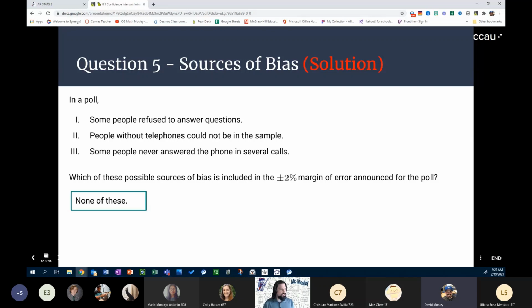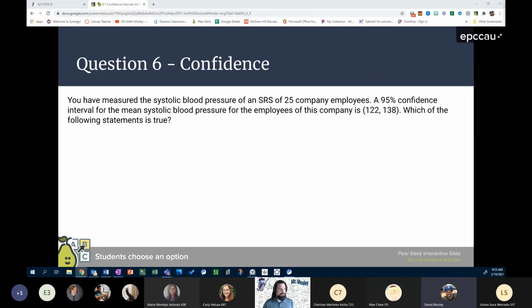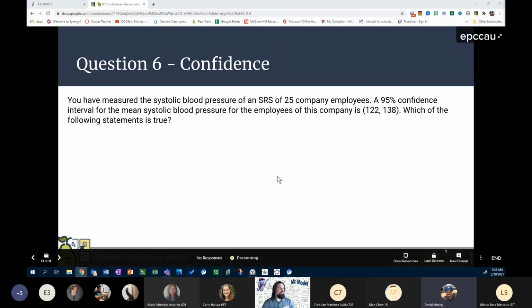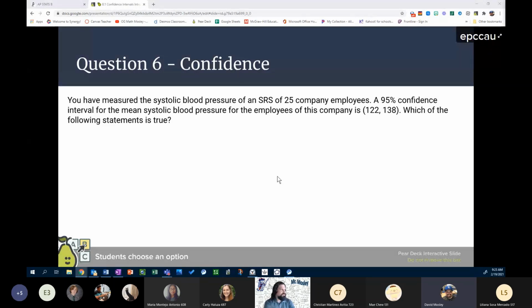We got one more question. Here it is. You have measured the systolic blood pressure of an SRS of 25 company employees. A 95% confidence interval for the mean systolic blood pressure for the employees of this company is 122 to 138. Which of the following statements is true? Read these carefully. One of them is true, the other four are not. All of them have some parts that could be true, but we need to make sure that the things are in order and using the right verbiage. So read carefully.